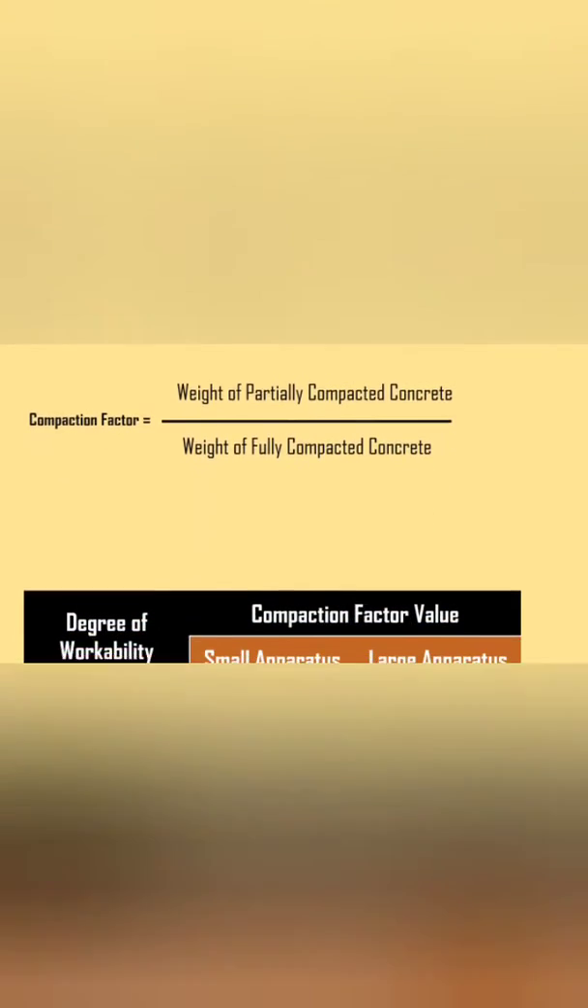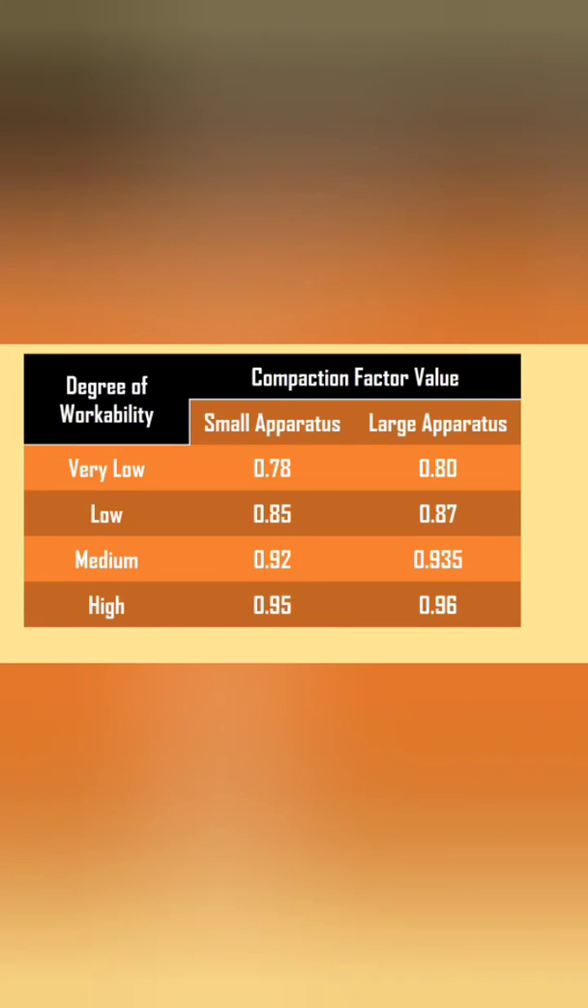With the help of the compaction factor value, the degree of workability is determined with the help of a table. Remember, the compaction factor value will be just a number. It won't have any units. It will not be in percentage. It will not be in any mm or meter scale. It will be just a number, and it should be less than 1. If you are getting more than 1, then you have to recheck your process.